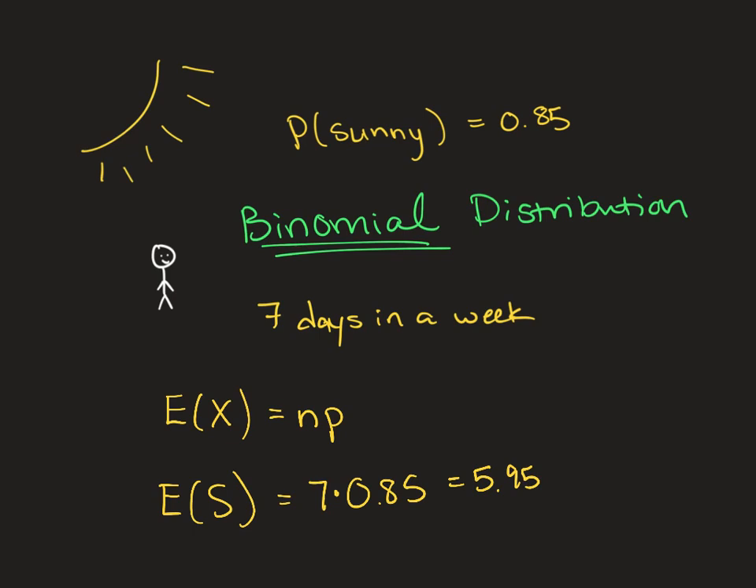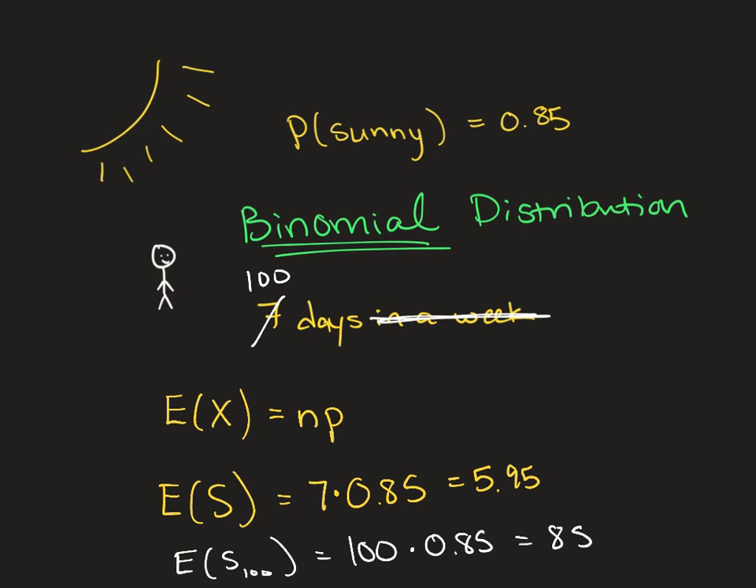If you want an even easier way of thinking about this, what if we had 100 days? 100 days, not in a week, just 100 days. Well then, the expected value of sunny days in 100 trials would be 100 times 85%, which should get you, my friends, 85 days. That's really all it is.